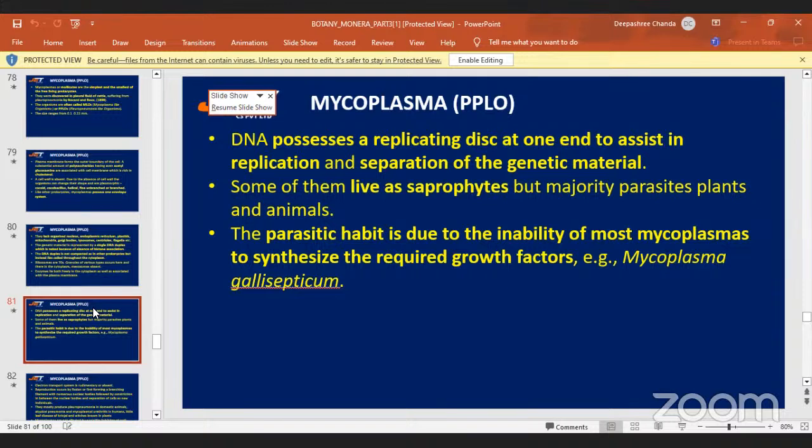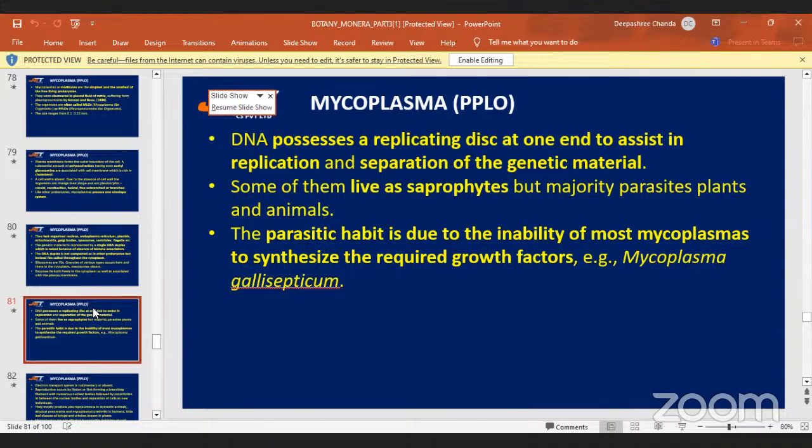It's just like you have notes and your friend is asking you for notes. Will you give her your notes totally? No, you will just make a Xerox copy of your notes and share it with your friend. Similarly, bacteria, while replicating, just make two copies of the DNA. And after replication is done, this genetic material is separated and passed on to the daughter cell. Some of them live as saprophytes, but majorly live as parasites in plants and animals.